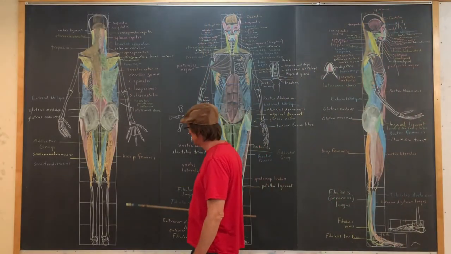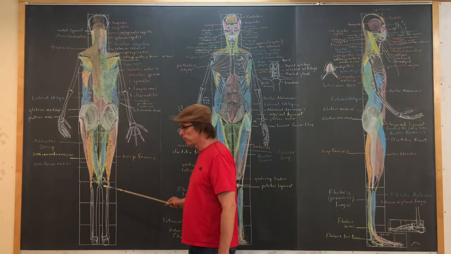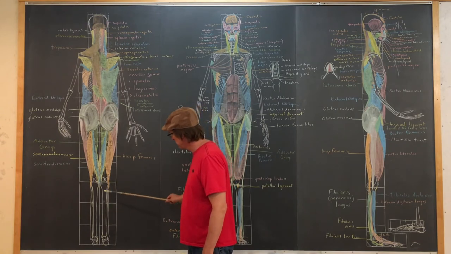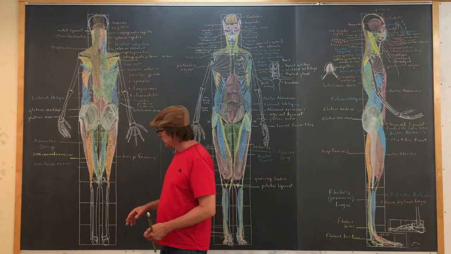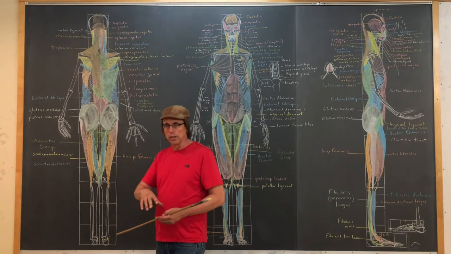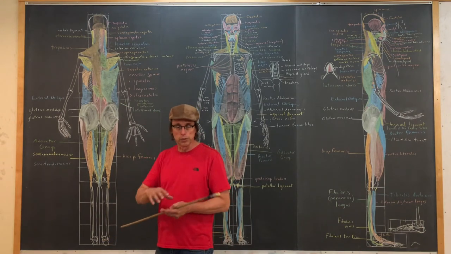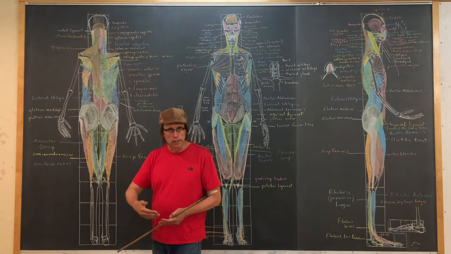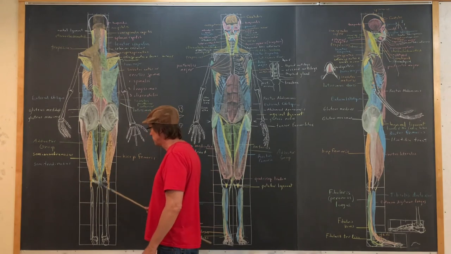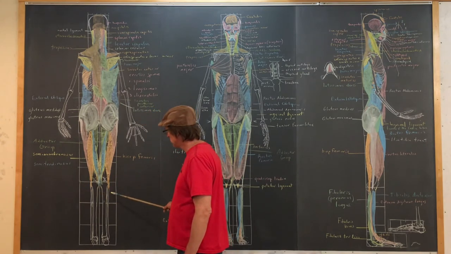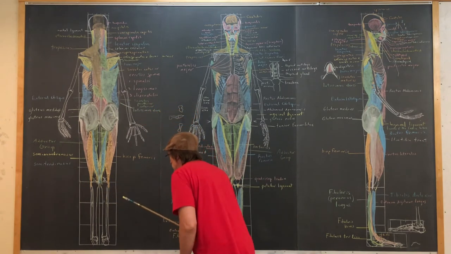Okay, let's head over to the back view here, and let's work on the calf. Everybody knows the calf. The calf is actually composed of two different muscles. There's one called the soleus, which gives the calf most of its volume, and then there's a thinner one that goes on top called the gastrocnemius. So let's draw the soleus first because it's underneath.